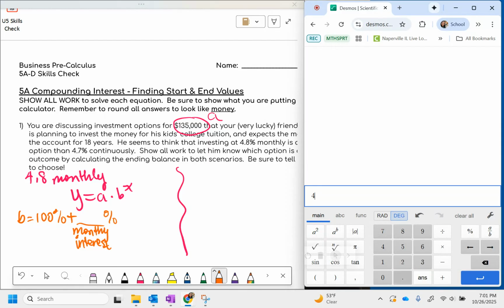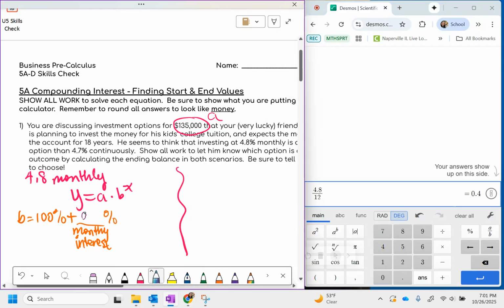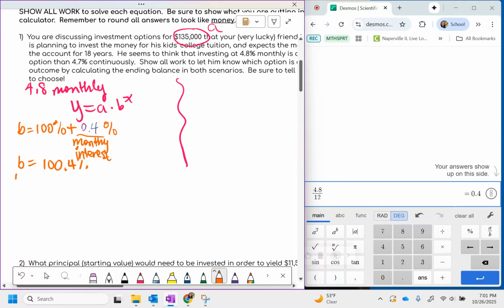All right. 4.8 divided by 12, so I get 0.4% per month. It is important to keep that as a percent so that you are adding your percents together here. So B equals 100.4%, which means that B equals 1.004 as your final decimal that you will use for B.